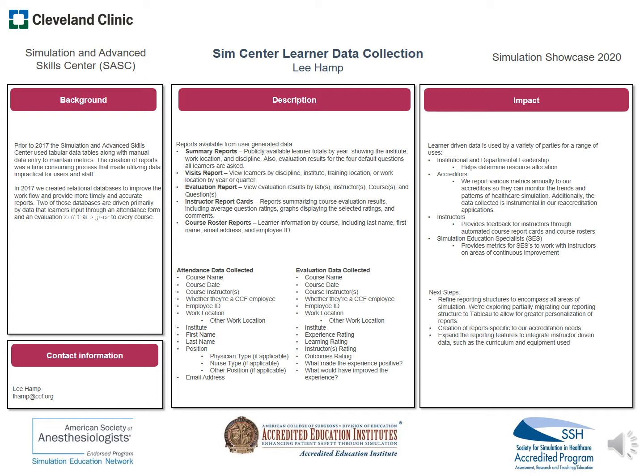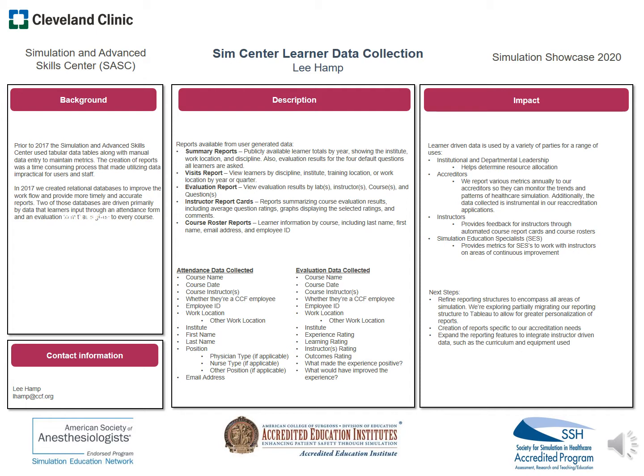Instructor report cards. These are reports summarizing course evaluation results, including average question ratings and graphs displaying the selected ratings and any comments that were left by learners. And finally, course roster reports. These were learner information by course, including their last name, first name, email address, and employee ID.